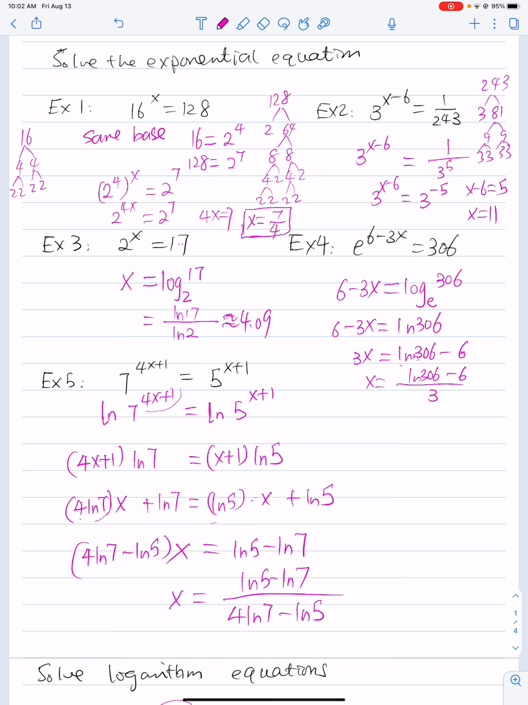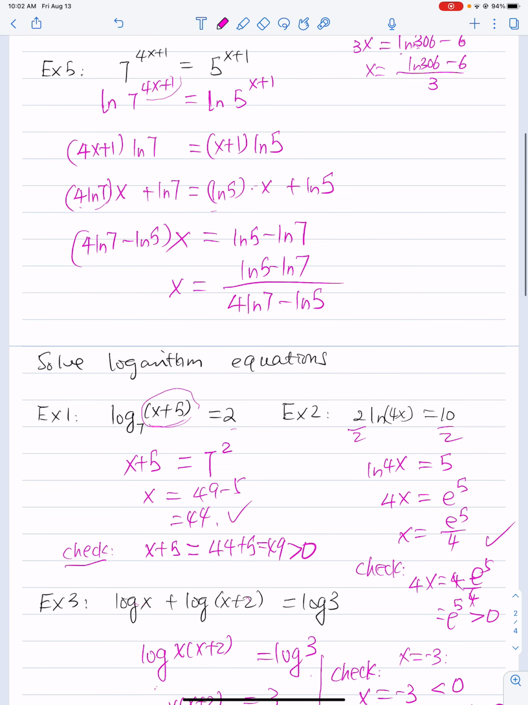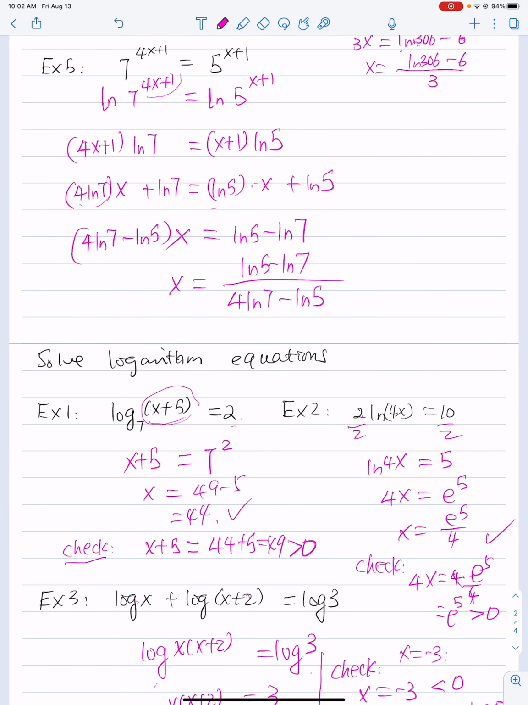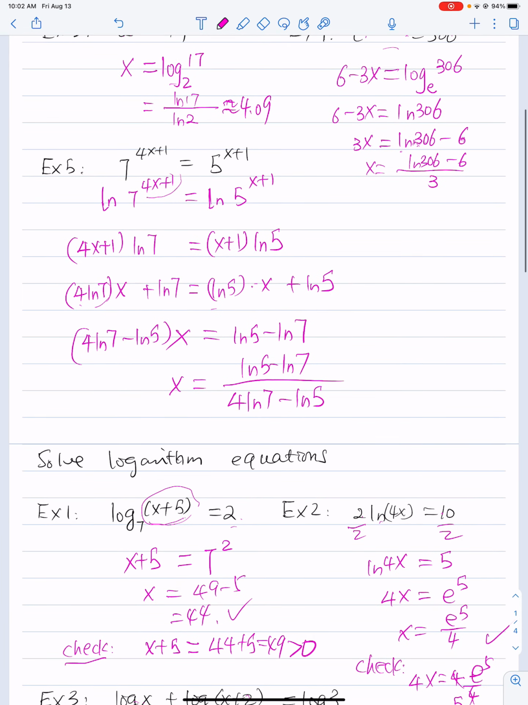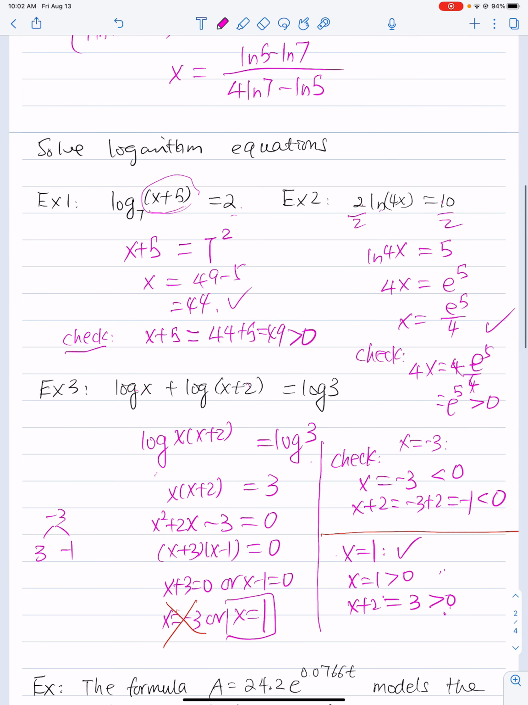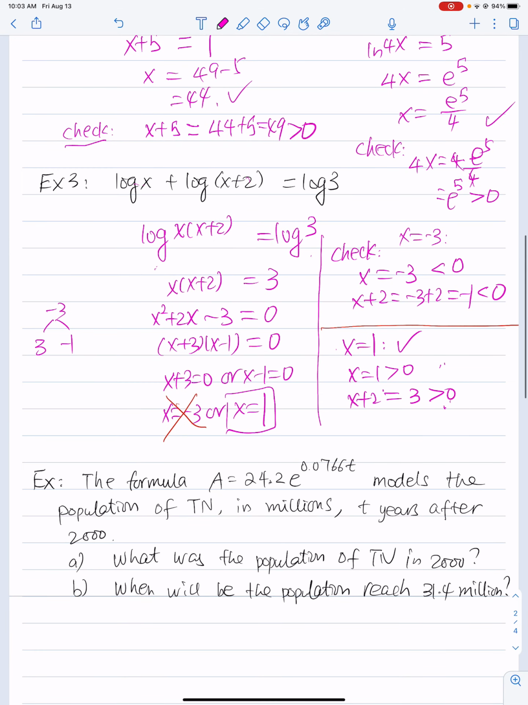Okay, so let's review. If you have exponential equations like 2 to the x equal to 17, or this one equal to 306, and you cannot make the same base, what will you do? Change to logarithm. With 7 and 2, or e and 10, you cannot make the same base, so change to logarithm. For the exponential equations, this one is a little bit complicated, and this one is also one. But for the logarithm function equations, you always need to check whether your solution is in the domain. That's very important.